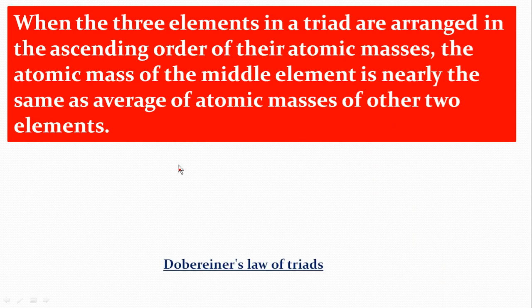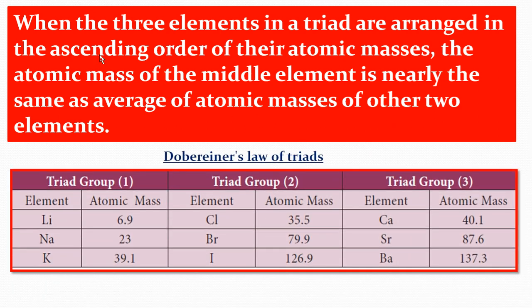Now state the Dobereiner triads law. When the 3 elements in a triad are arranged in the ascending order of their atomic masses, the atomic mass of the middle element is nearly the same as the average atomic mass of the other 2 elements. Here come to triad 1. In group 1, the elements lithium, sodium, potassium. Lithium atomic mass 6.9, sodium 23, potassium 39.1.